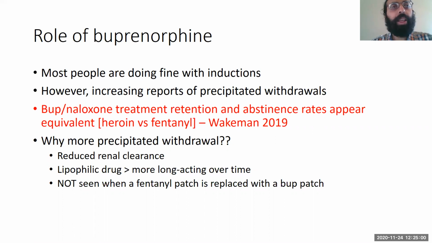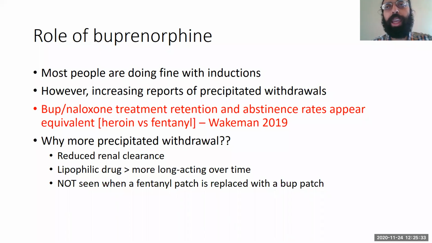So one is the role of buprenorphine. So it seems like buprenorphine treatment still works. There's at least this one study from last year that shows that treatment retention and abstinence rates appear equivalent, whether the patient was primarily using heroin or fentanyl. But again, some data has suggested that maybe we need slightly higher doses. Most people are doing fine with inductions, but there are increasing reports of more people experiencing these precipitated withdrawals if they were taking fentanyl or fentanyl analogs.